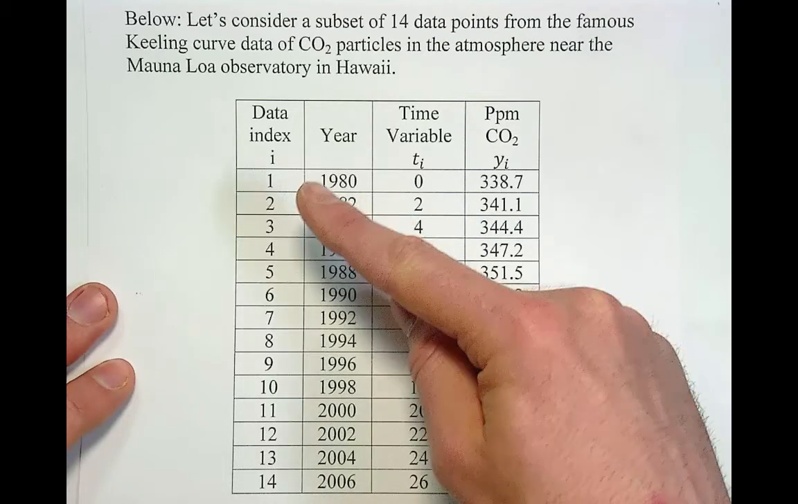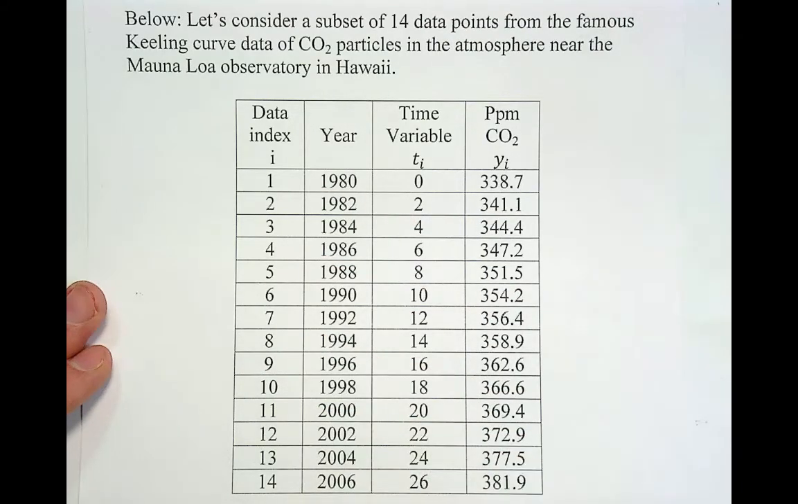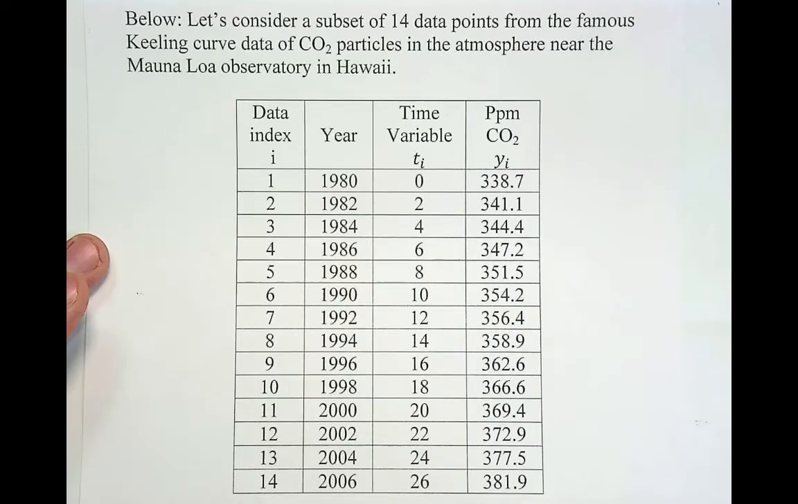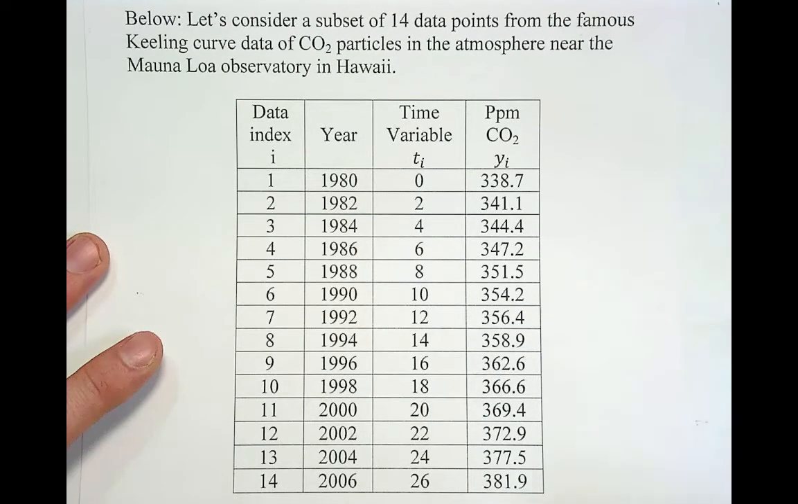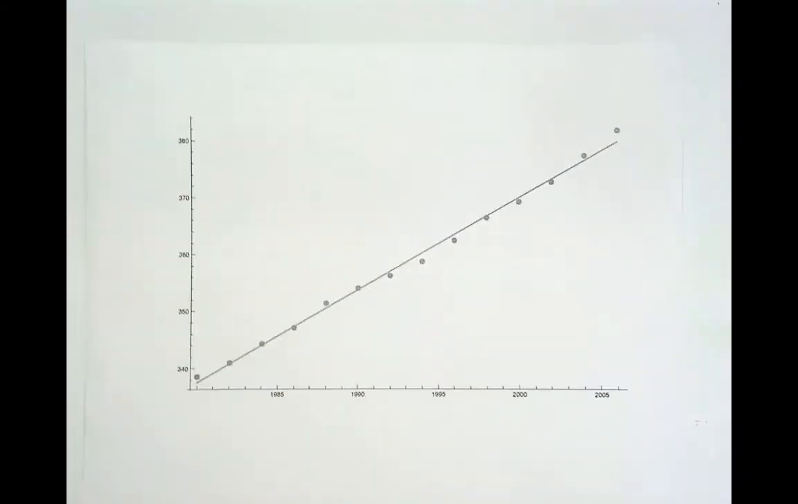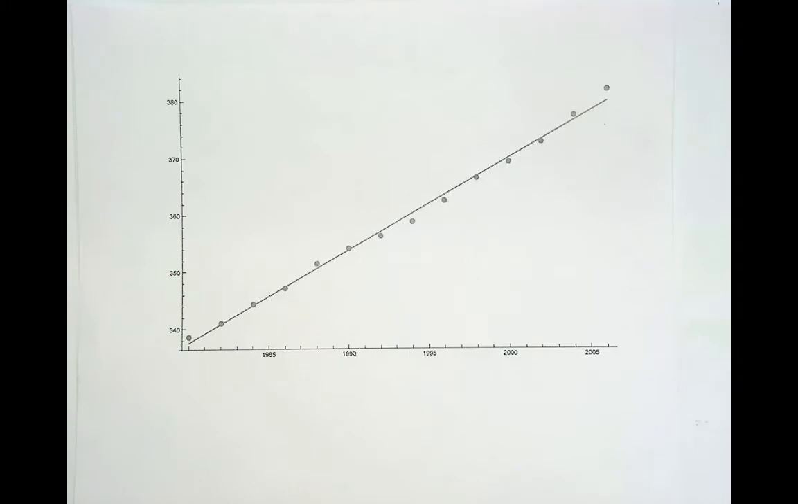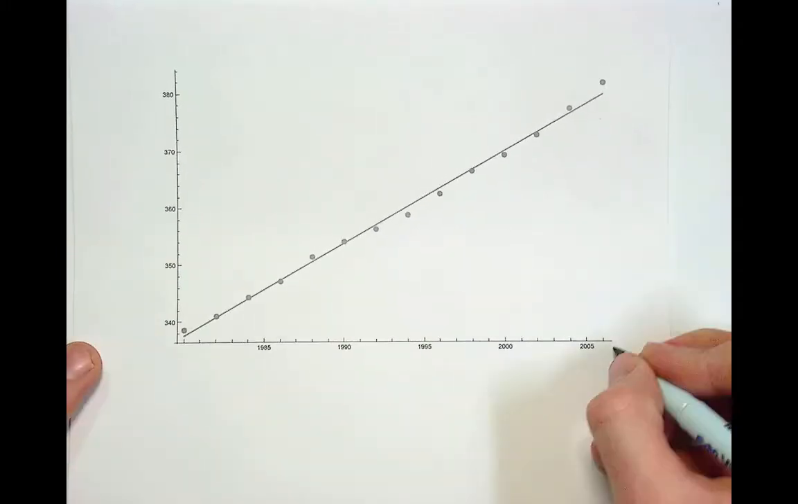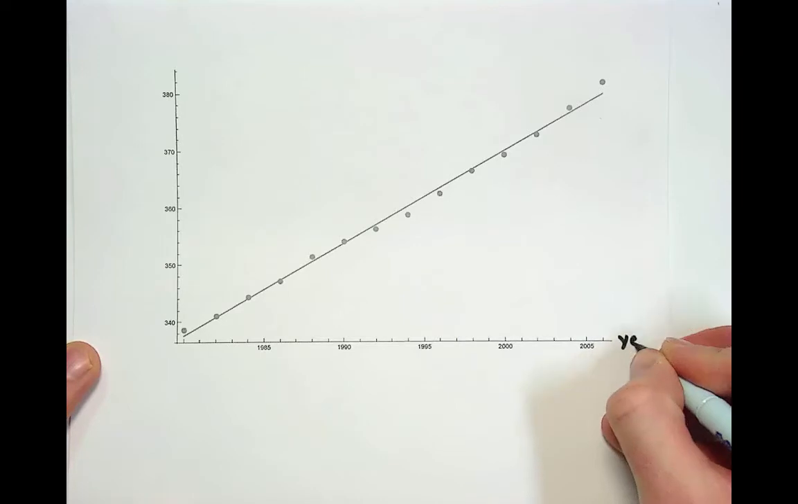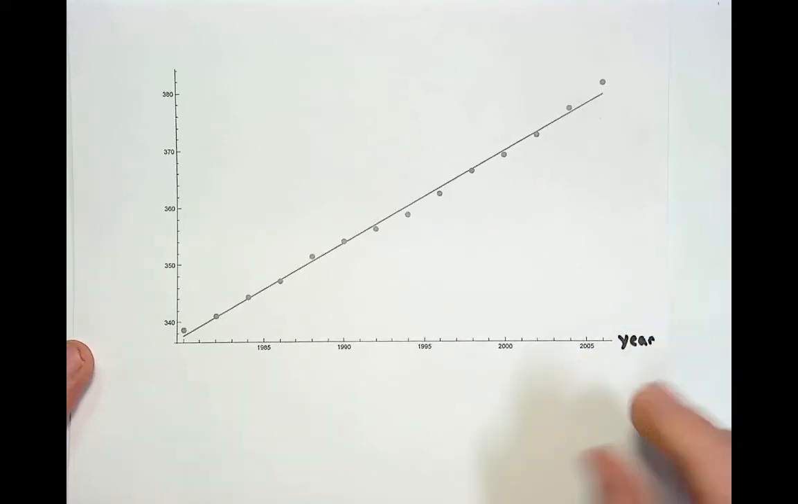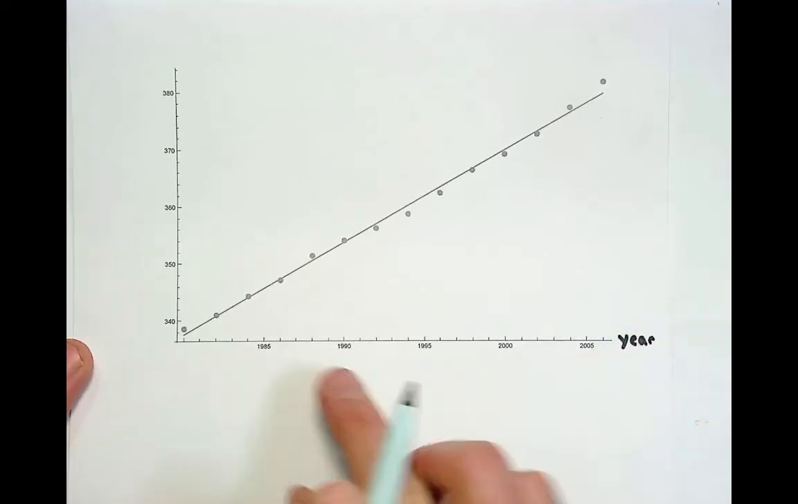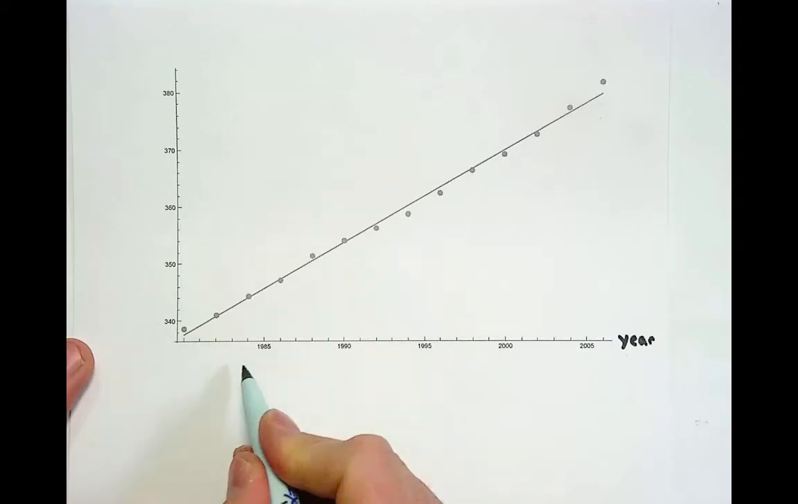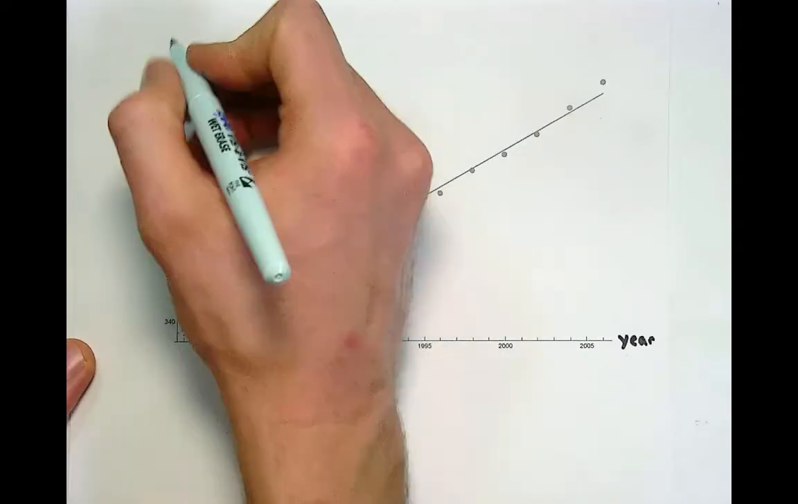And you can see there's 14 different data points here. I'm going to go ahead and save you some work. You could put this into Excel and graph it. And eventually what would happen is you would get a graph that looks just like this. So down here you see this is the year, which is not the variable t. It's just the year of the data point. And then up here is CO2 parts per million.